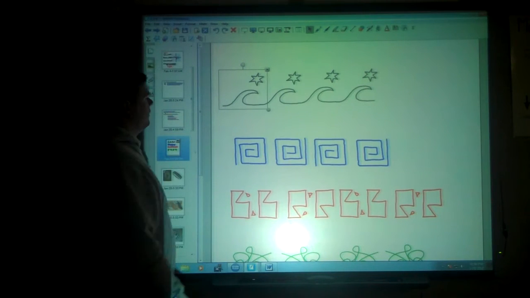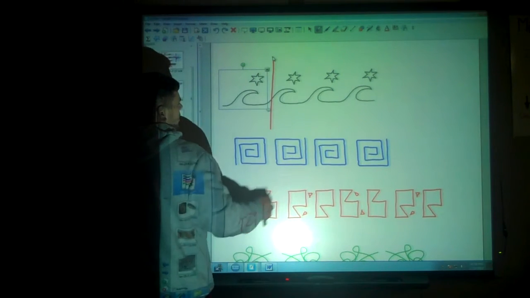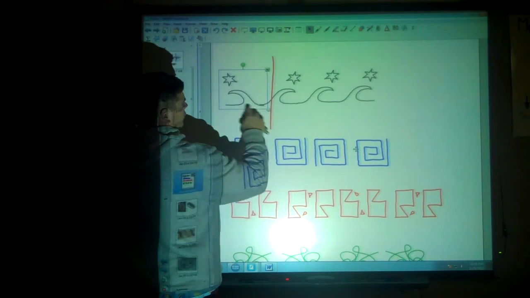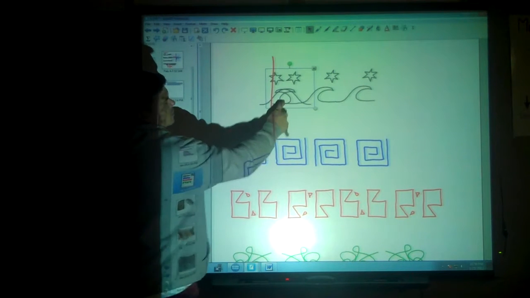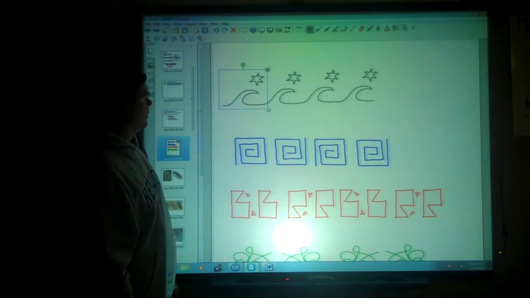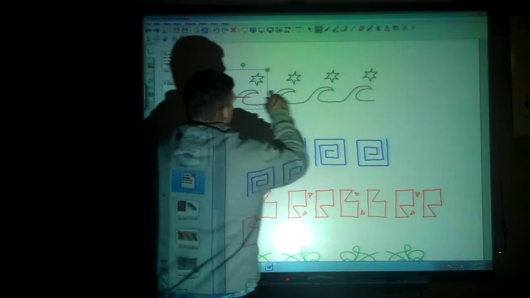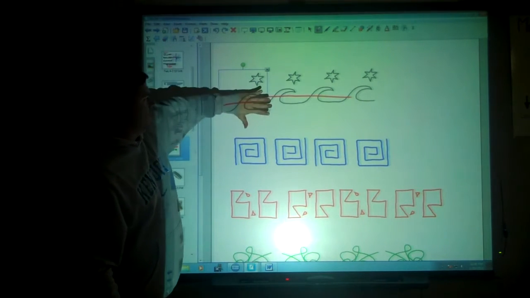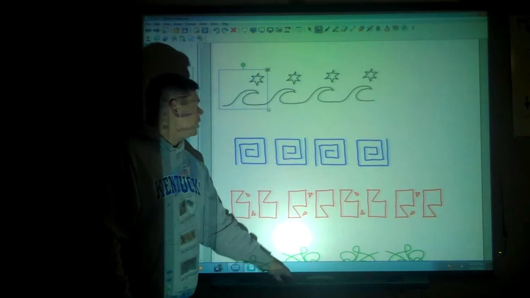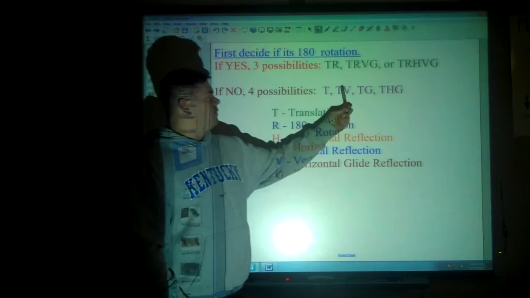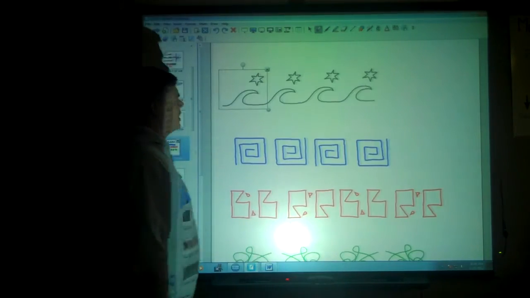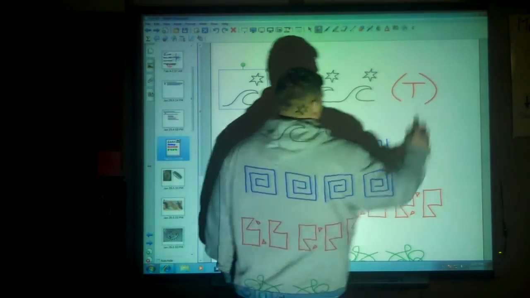So let's test that out. If I draw a line right here, will this shape ever flip over and land on the shape that it matches with? And the answer to that is no. It will not flip and land. So we do not have a vertical reflection. Could I draw a horizontal line everywhere and have that object flip? Could I have it slide and flip? The answer to that is also no. So out of all of our choices, we don't have any vertical, glide, or horizontal reflection. We only have T. So the only answer that seems to fit is translation.